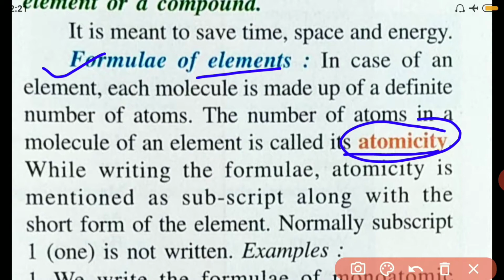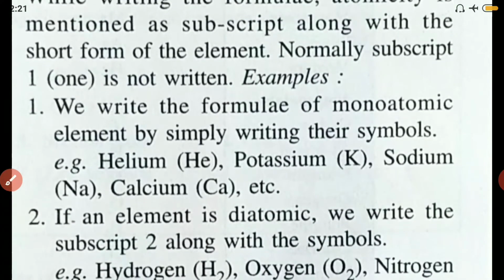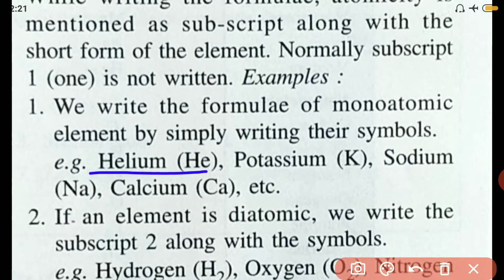While writing the formulae, atomicity is mentioned as a subscript, that means a lower number, right? As a lower number, along with the short form of the element. Normally, the subscript 1 is not written. For example, we write the formulae of monoatomic elements by simply writing their symbols. For example, helium is monoatomic, potassium is monoatomic, sodium is monoatomic, calcium is monoatomic.